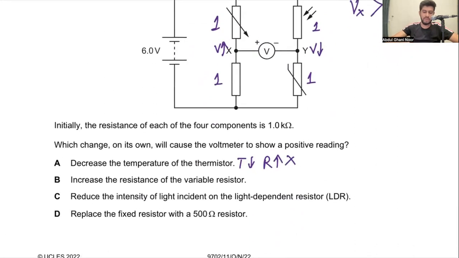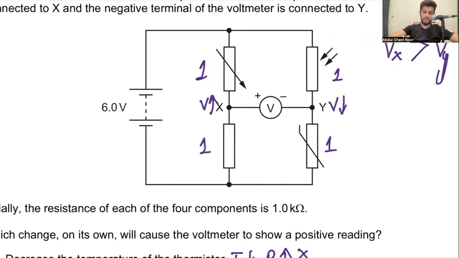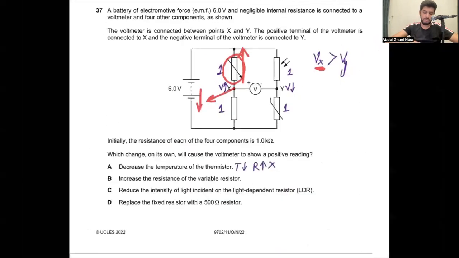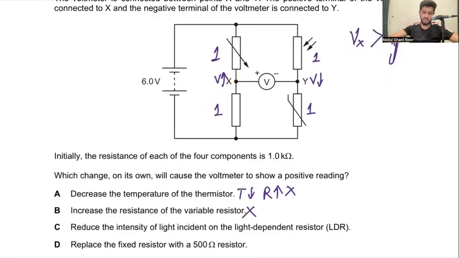Increase the resistance of the variable resistor. If I increase the resistance of the variable resistor, यहां पर ड्रॉप ज्यादा आ जाएगा. यहां ड्रॉप ज्यादा आएगा तो पोटेंशियल एट एक्स क्या हो जाएगा, कम हो जाएगा. And we don't want the potential at X to be less. We want the potential at X to be greater. So once again, this does not work.